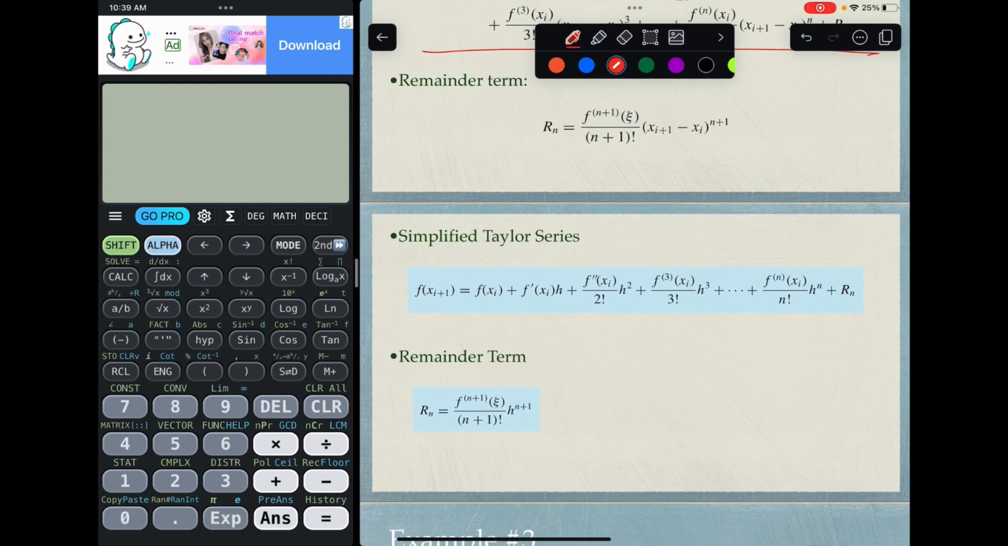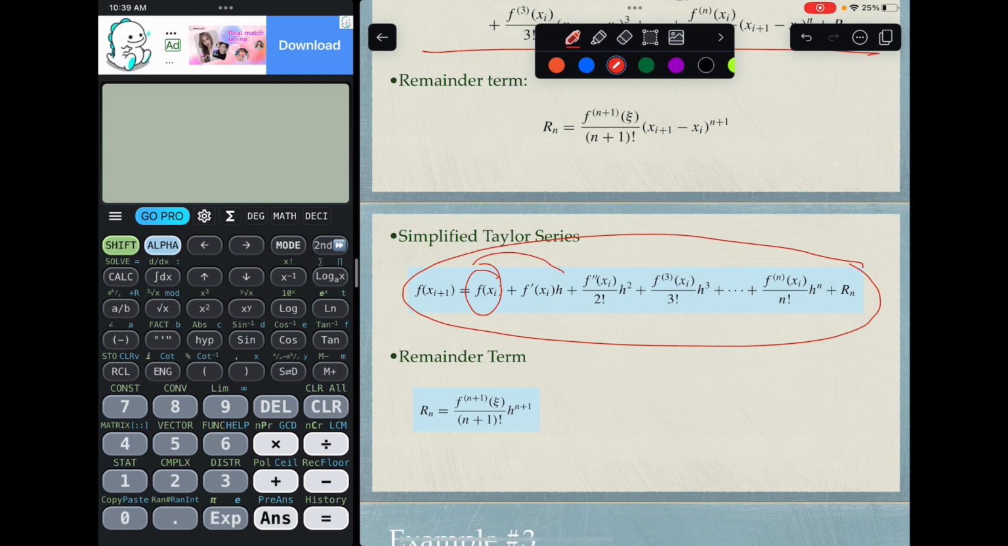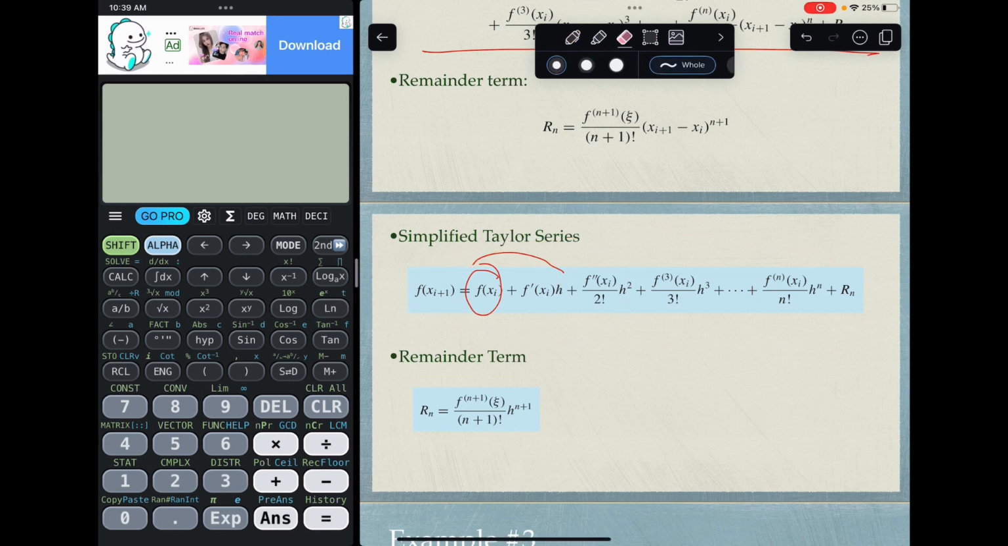For the simplified Taylor series, this is the formula that we will be using. For the zero order approximation, we start with the first term. First order would be the first two terms, second order the first three terms, and so on.